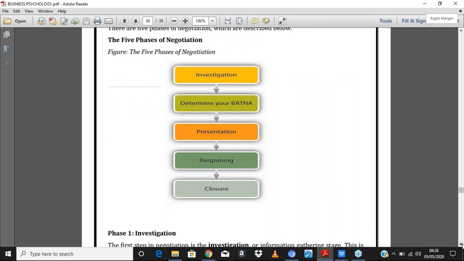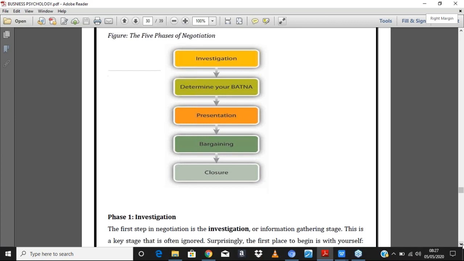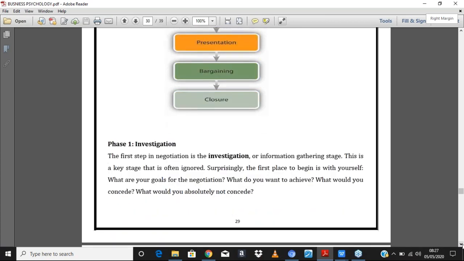The first is what is called investigation. You have to investigate. The second is called to determine your BATNA. We're going to look at what that means. Then you have to present your facts on whatever you have. Then the next one is bargaining. Then lastly is closure. So investigation, determine your BATNA, presentation, bargaining, and lastly closure. Now let's see how these five phases of negotiation work.